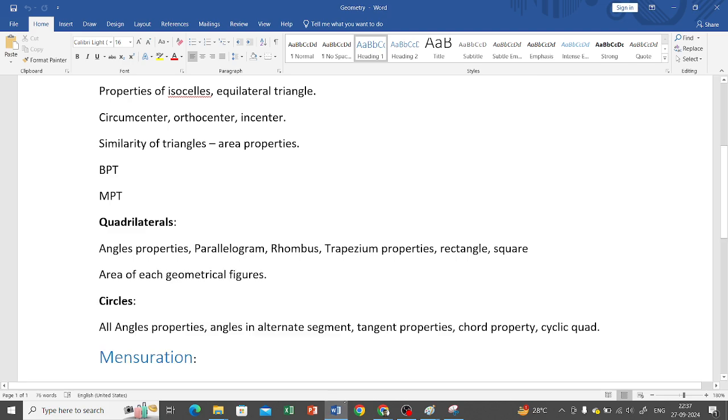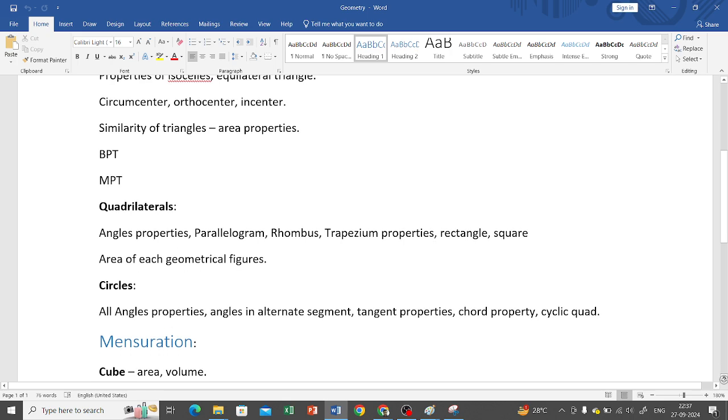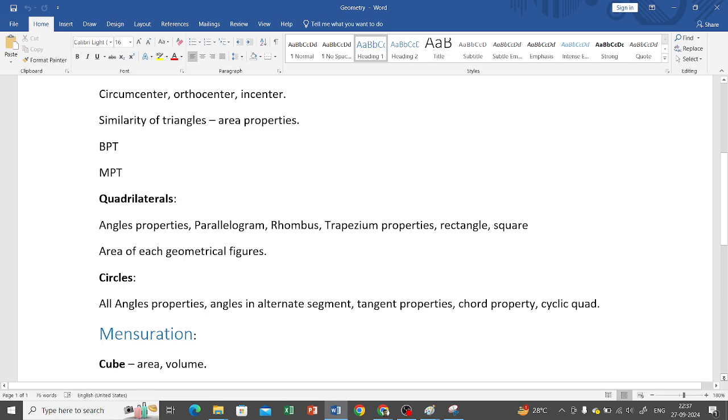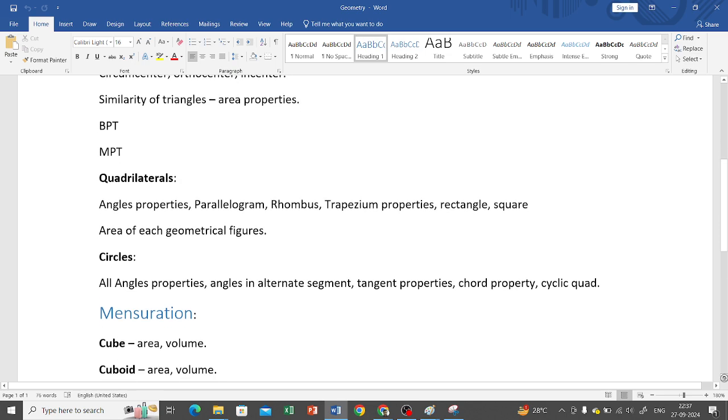Okay, area with geometrical figures we have completed. Fine. Okay.